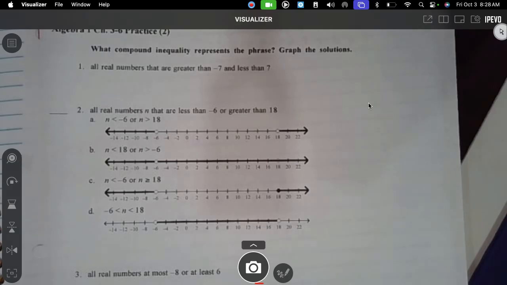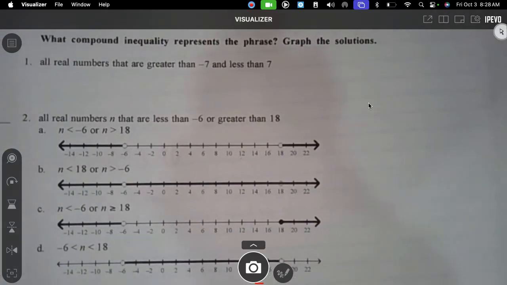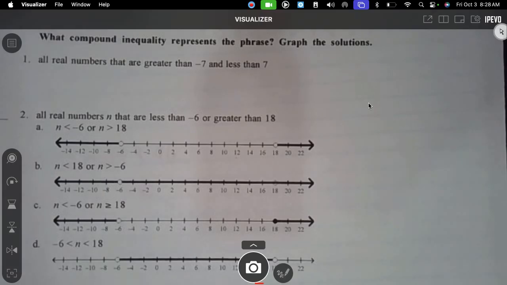So the first one, just like what we've been doing, it says all real numbers that are greater than -7 and less than 7. All right, so it has the word and. When it has the word and, you write it in between. So I'm going to write x between what two numbers? -7 and 7. Yeah, the lower one goes over here and the bigger one goes over here. And it says that it's greater than -7 and less than 7. That is exactly what that says. They must point that direction, not the other way.